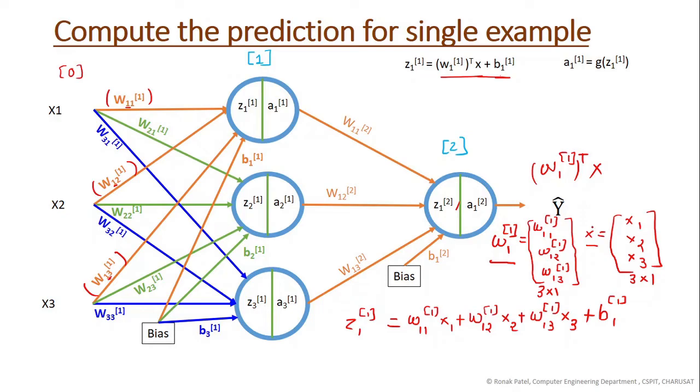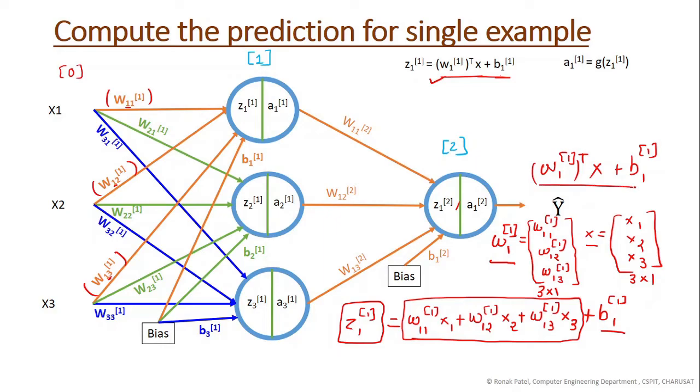Now you know the multiplication rule. When this is horizontal, the first term W111 is multiplied by X1, the next W121 by X2, and W131 by X3. What is that? This thing. Plus the bias, that is plus B11, which I have written, right? And what is this? Z11. So this is the simple way to write that. Same way, you can perform this for Z21 and Z31 also, right?